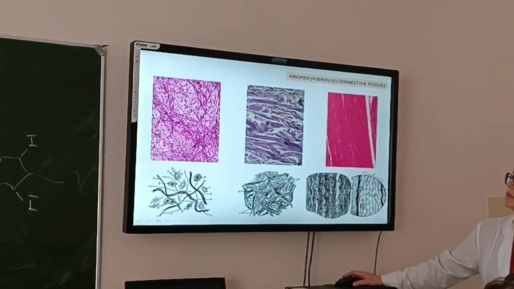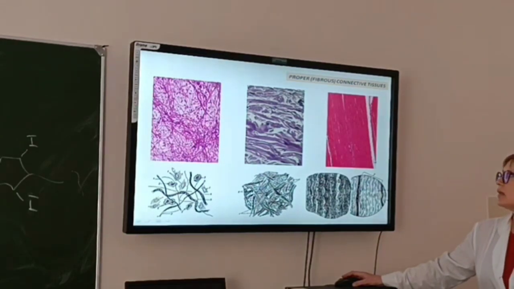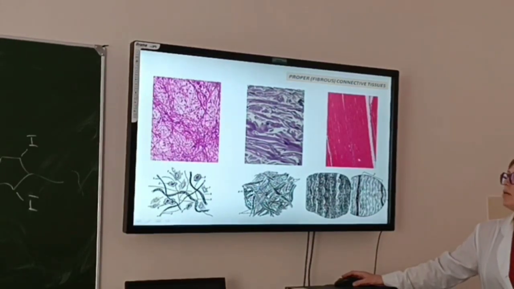If we examine these photos, we can see that the main components here are fibers, fewer cells and less ground substance. That's why we classify these tissues as dense. But if we look at the direction of collagen fibers, here they are parallel to each other. Here they go in different directions. So these are the two dense types, which we subclassify into regular and irregular.